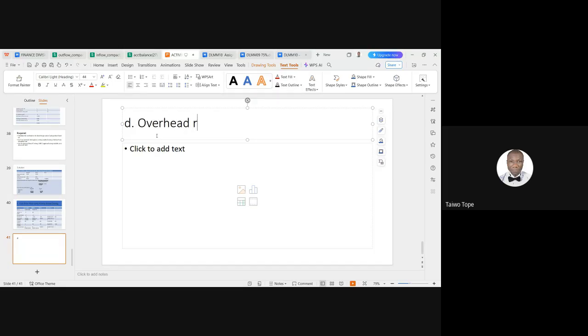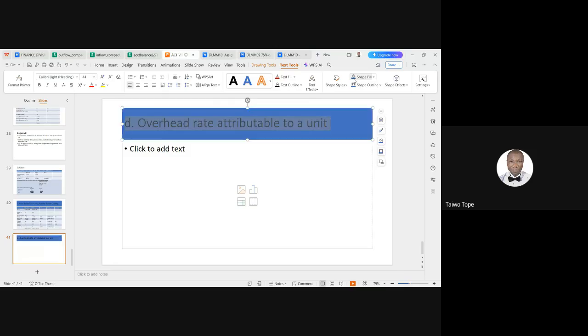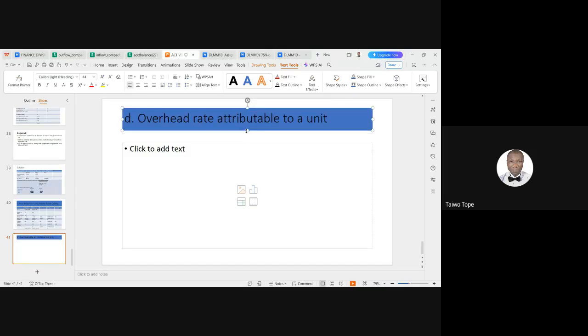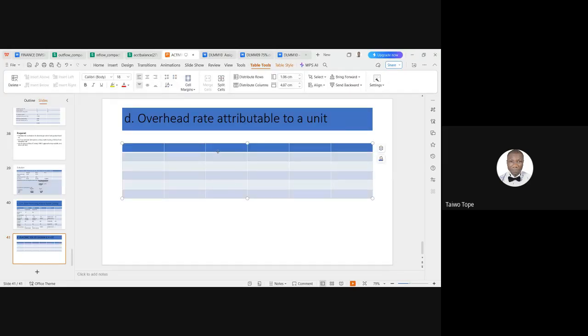Overhead rates attributable to a unit. See the English: to a unit, to one, not to the overall. So that is why we are doing those steps. We are trying to show those steps. To a unit, not to the total 24. If it is the total, we just say 400 times 24,000, and we stop there. You understand? But now they are saying to a unit.